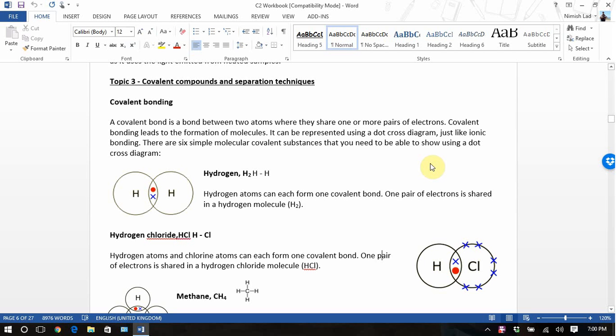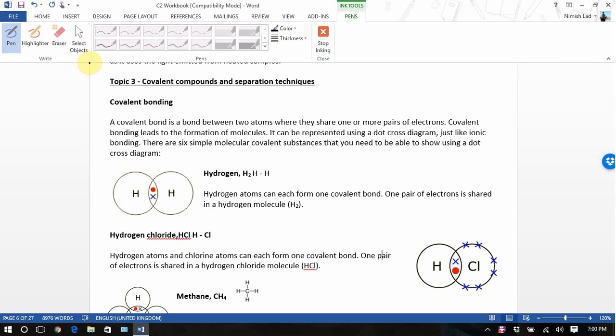This is a video on Edexcel GCSE Chemistry Topic 3 on covalent compounds and separation techniques. Let's get stuck straight into this. It starts on covalent bonding. You've got a few of these covalent compounds that you need to know exactly how they're bonding, and then we'll get stuck into different ways of separating some of these mixtures.